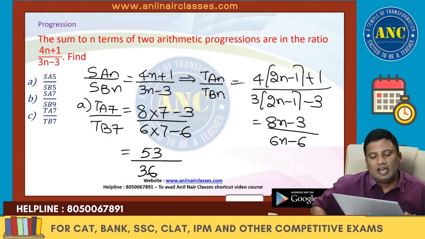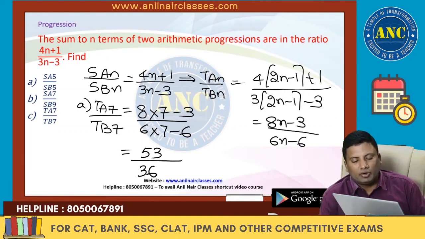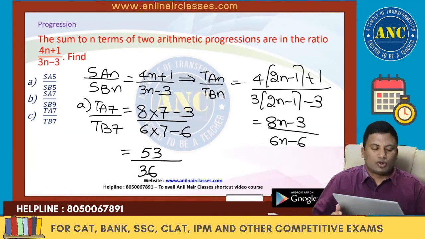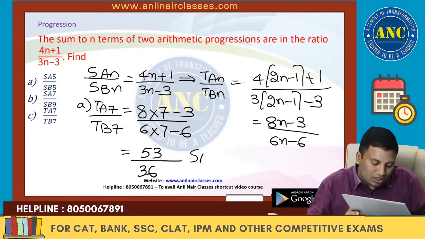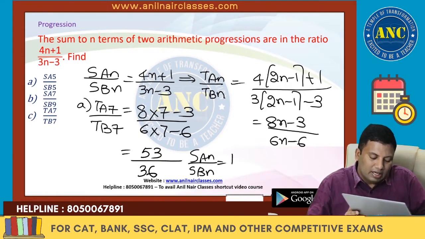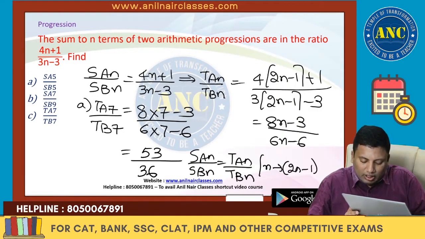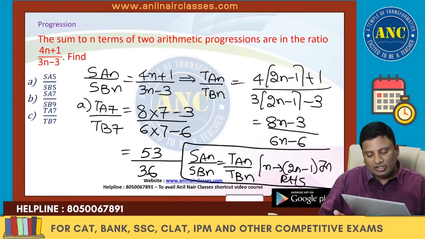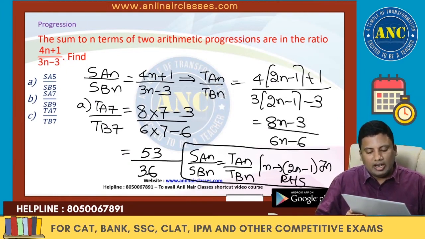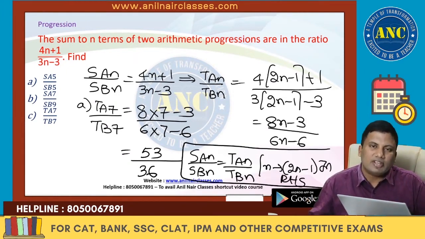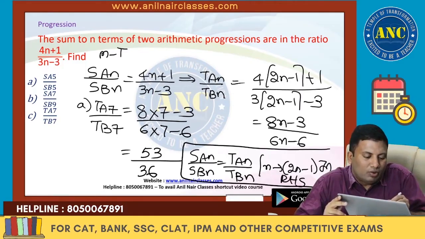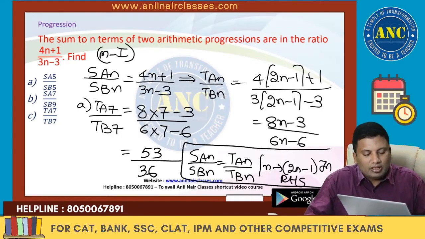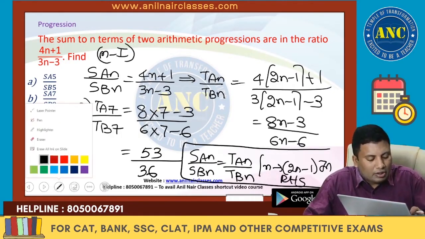Directly, without finding the values of A1, D1, A2, D2, you will get the direct answer. A 2 minute question can be solved in 10 seconds if you know the approach. What is the approach? SAn by SBn, the sum of n terms ratio, becomes the nth term ratio if n is replaced by 2n minus 1 in the right hand side. I hope this idea is clear. This is one way to solve the question. This is method 1. I will tell you multiple methods. At the end, the student will decide which method to use. Method number 2.